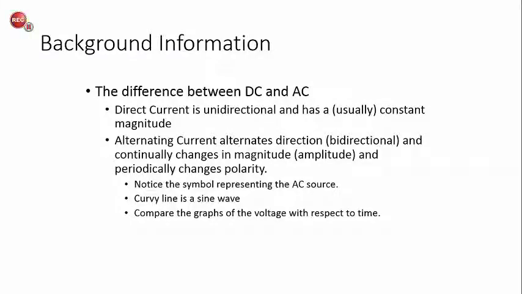DC stands for direct current, and it is unidirectional, and it usually has a constant magnitude. And so by this we mean that the electrons are flowing in the same direction through the circuit. That's what we mean by unidirectional. And they usually have a constant magnitude like 1 amp. That doesn't always have to be constant though.